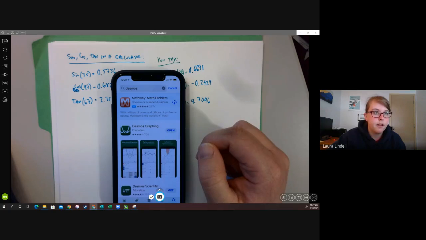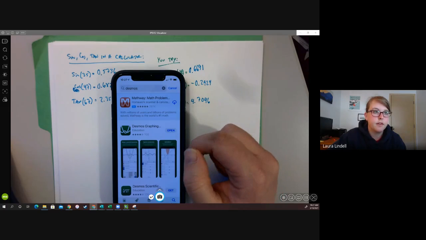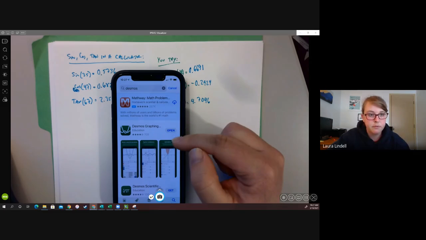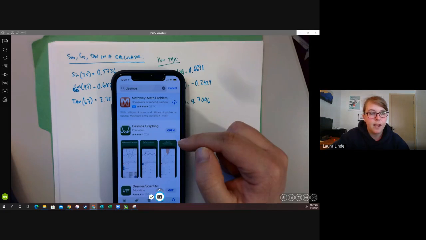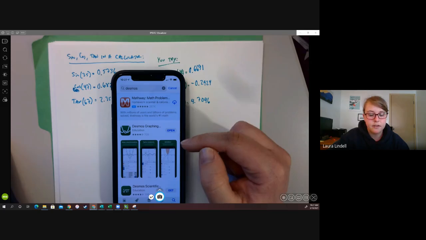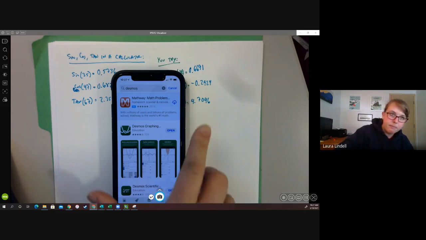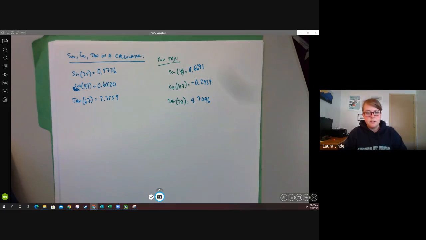So I would recommend downloading this, or whatever other calculator you're comfortable with that actually types out sine, cosine, and tangent and stuff like that, because as wonderful as the calculator that your phone comes with is, it's not super amazing when it comes to using sine, cosine, and tangent. So that's my recommendation if you are planning to use your cell phone as a calculator.